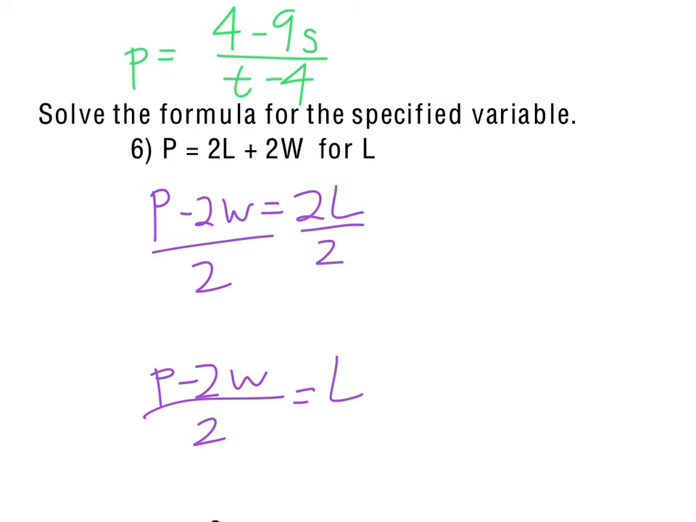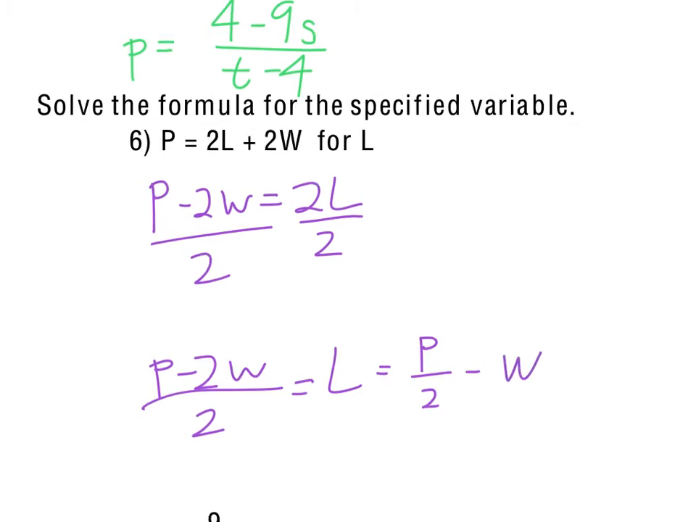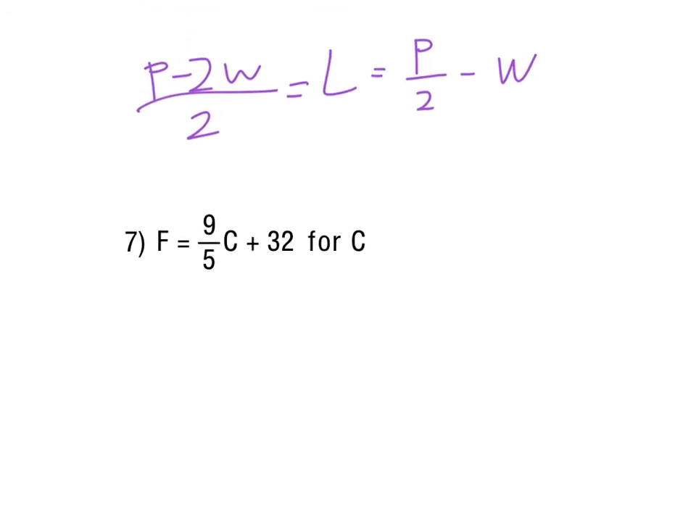You could rewrite that a couple different ways. Maybe do p over 2 minus 2w over 2, which would just be w. That could also equal L. So either of those is fine. Not extremely worried about that one.